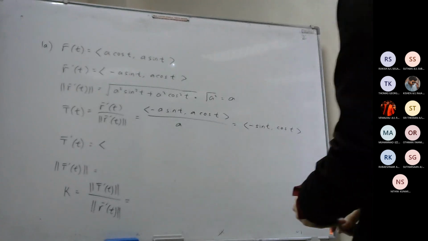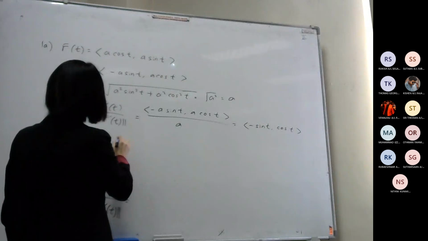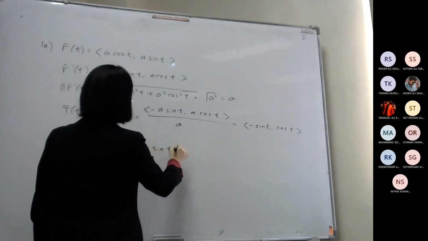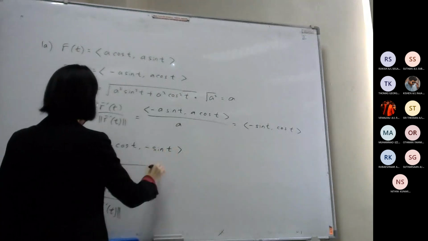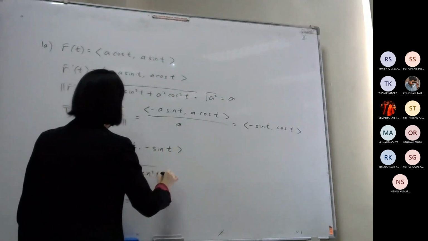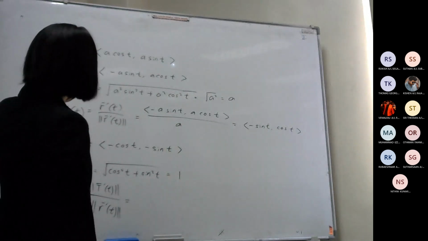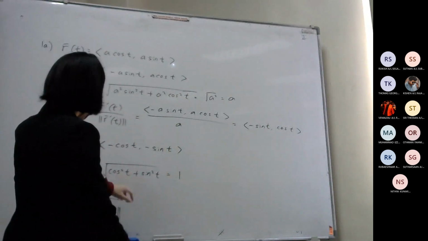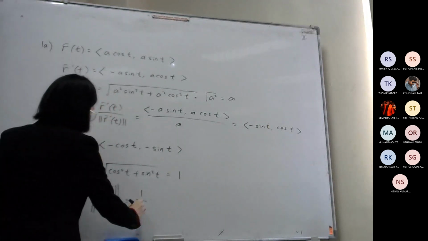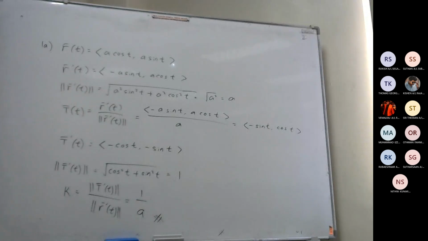Do you get the 1/8? Yes. Magnitude of T prime over magnitude of r prime, which is 8.